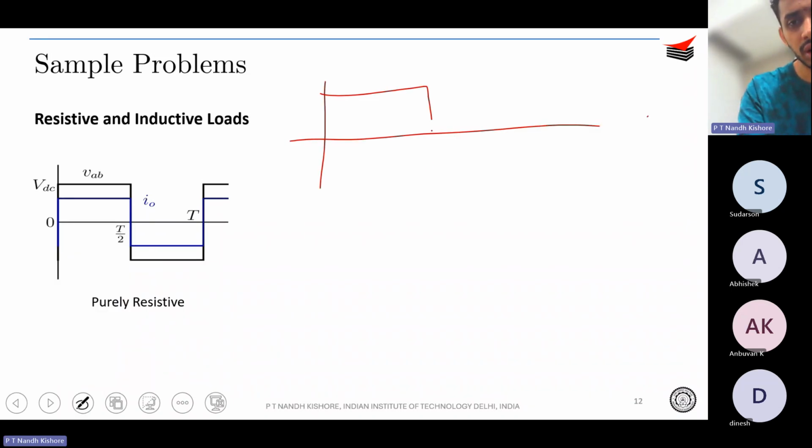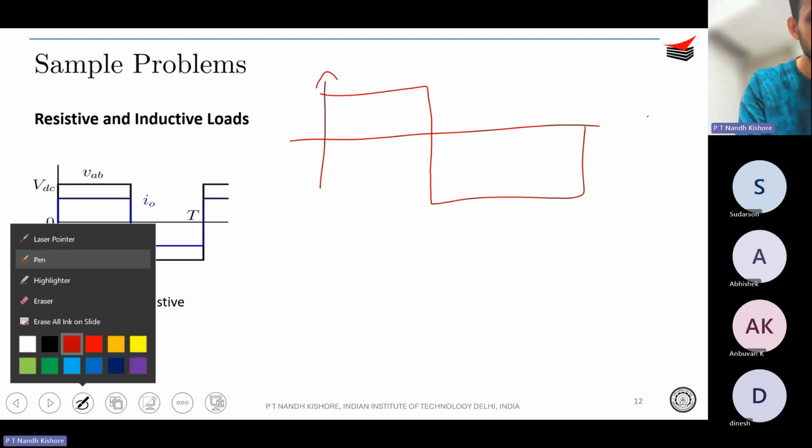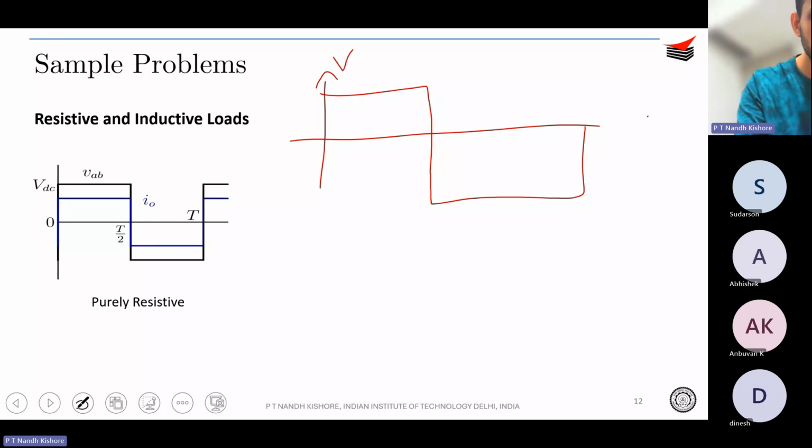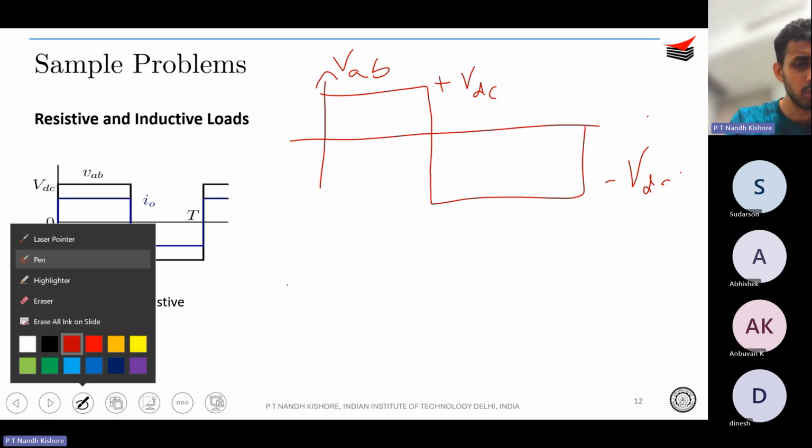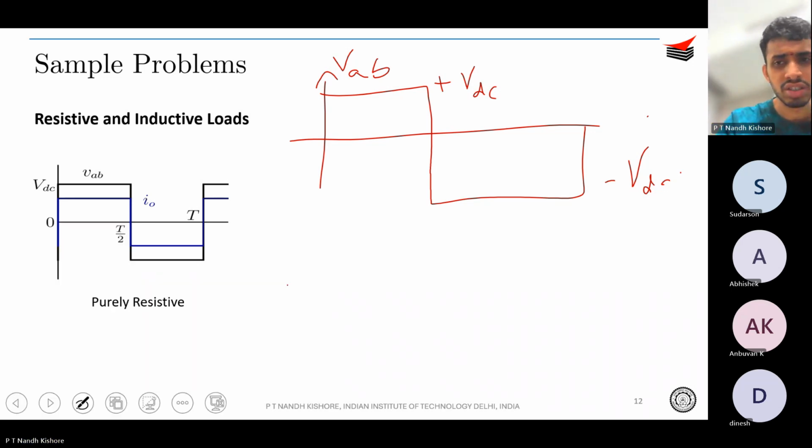So this is your VAB. This is your plus VDC. This is your minus VDC. If the load is purely inductive, what will be the current? For an inductor, what do we know? Basically, we know that V is L into di by dt.